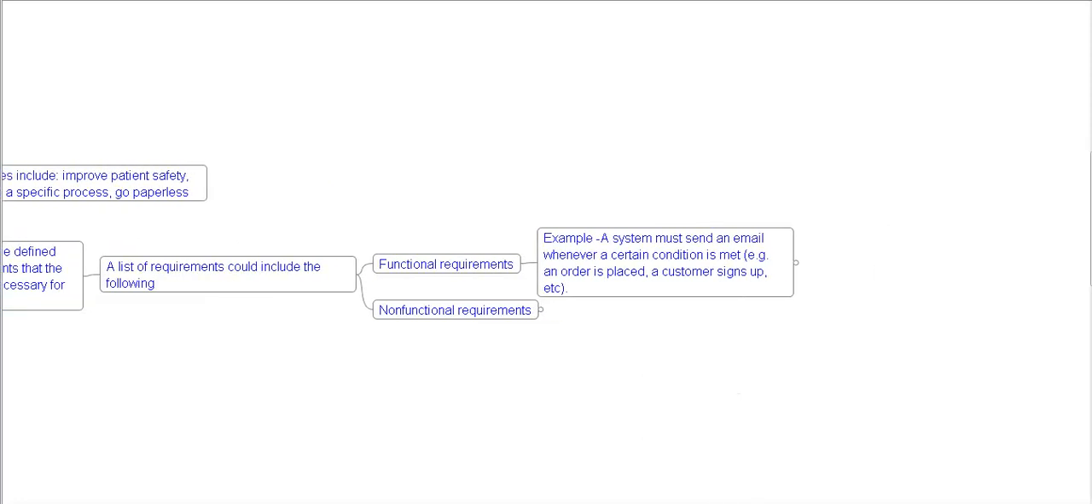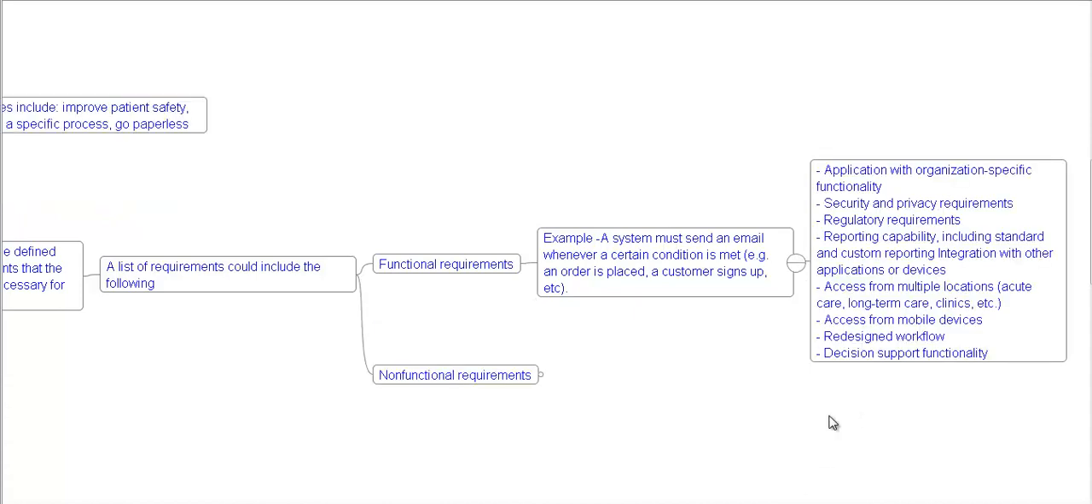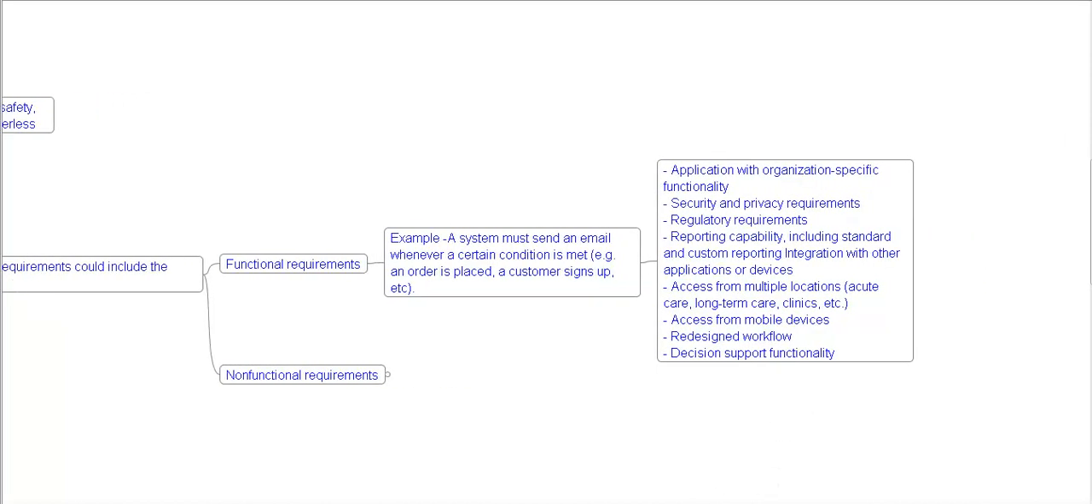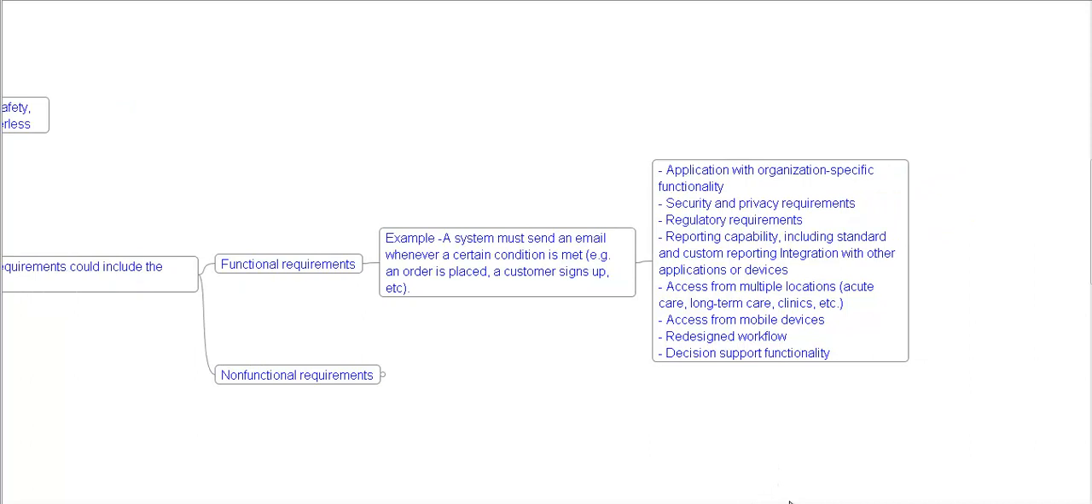Functional requirement example: a system must send an email whenever a certain condition is met. For example, an order is placed, a customer signs up, etc. These are examples of functional requirements.